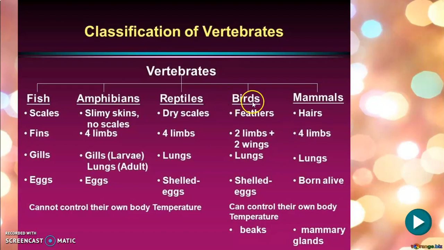Now, the only 2 groups of animals that are warm-blooded, because they can control their own body temperature, meaning that their body temperature will stay the same no matter where they are, are only birds and mammals. So birds, again, have feathers, 2 legs, and 2 wings. They have lungs to breathe in oxygen from the air. They have shelled eggs, and they have beaks. Mammals have hair or fur, 4 limbs, and lungs, and are born alive. This means that they are born from the mother's body, and they have mammary glands to give milk to the young.